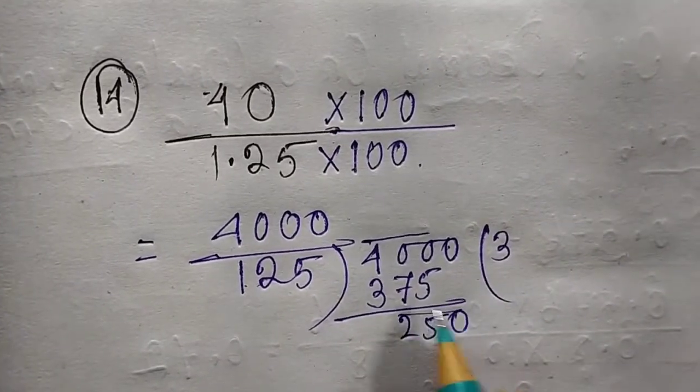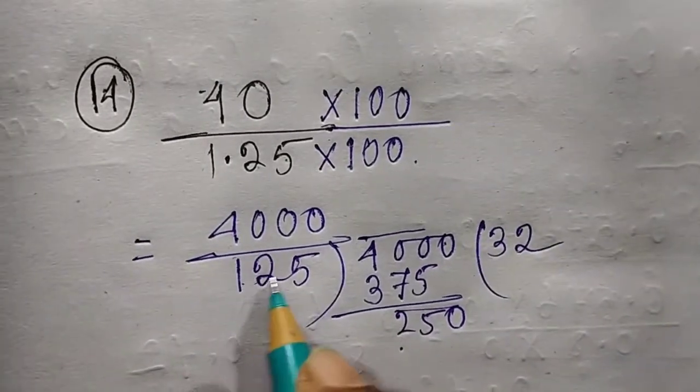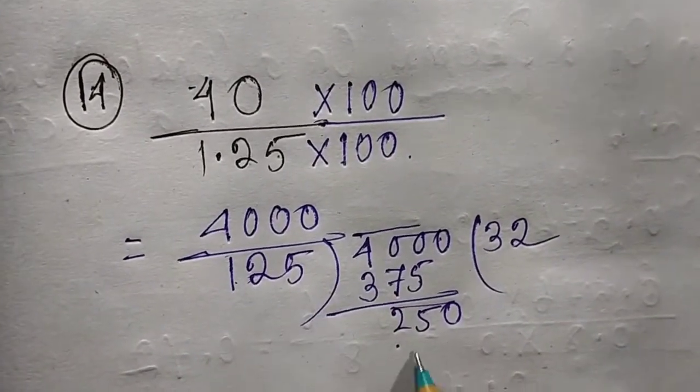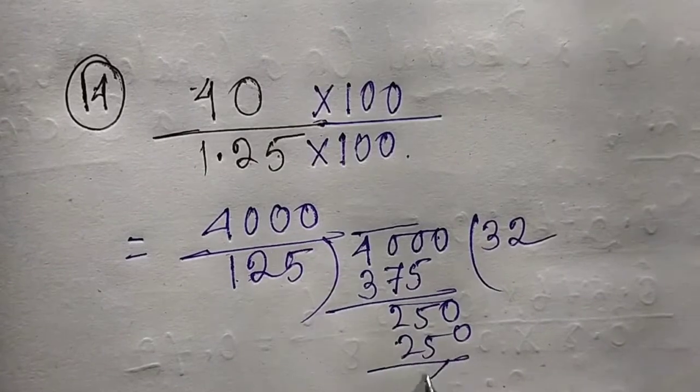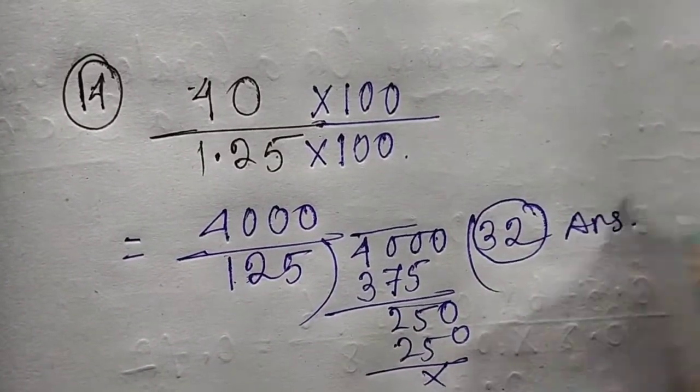Now it's 3 digits and here also 3 digits. So 2 125s are 250. So our answer will be 32. Is it clear to everyone? Now try to solve another question.